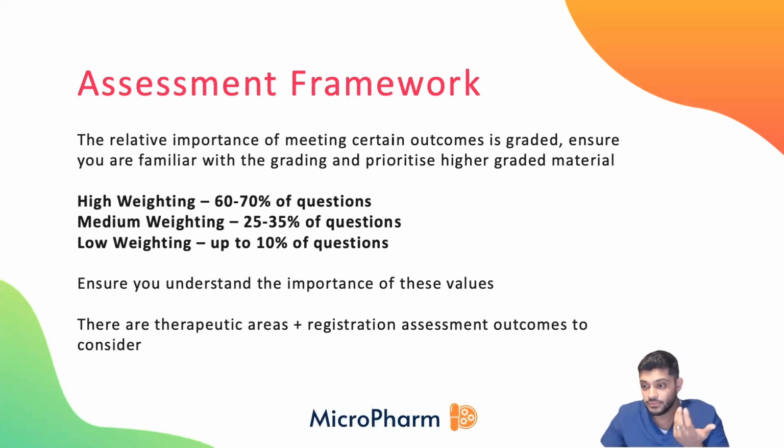Spend far more time. If you want guidance of how much time to spend on each side, this is your guidance. 60 to 70% of your time you should be spending on high weighting material. 25 to 35% is medium weighting. What consists of medium weighting?